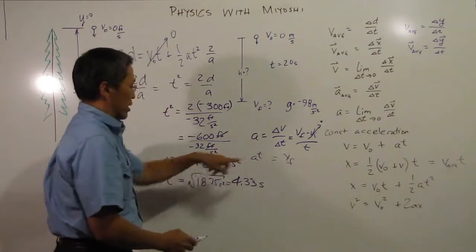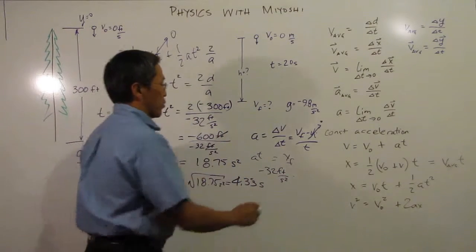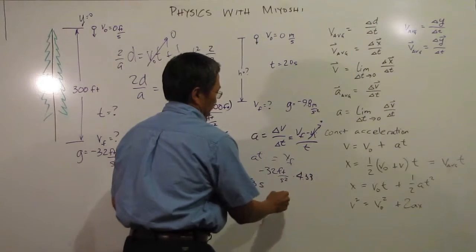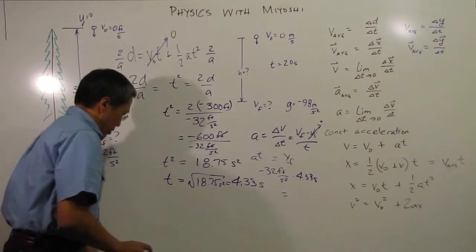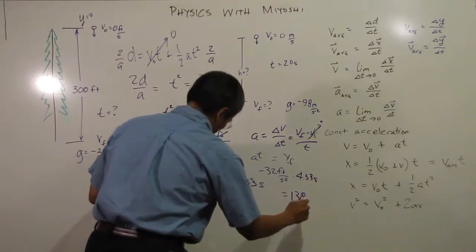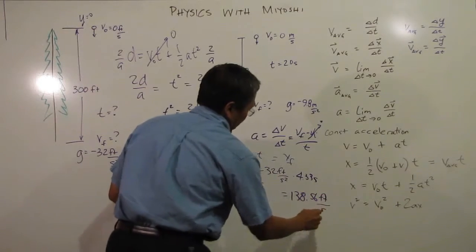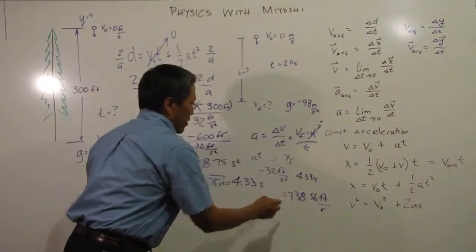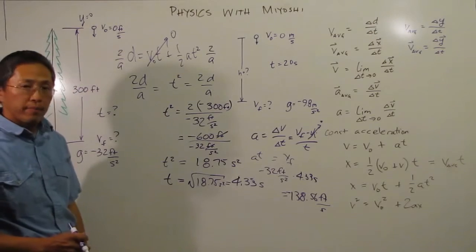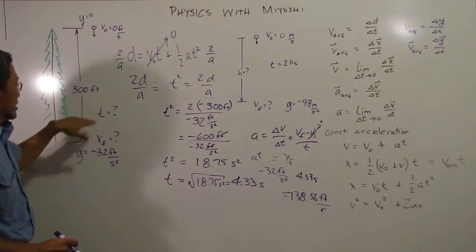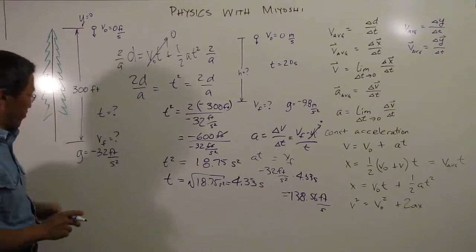And we know a is a gravitational constant, so that's negative 32 feet per second squared. And my time is 4.33 seconds, as we just found out. What do we get? We get 138.56 feet per second. And we see that it's negative. The negative again tells us that it's going in the downward direction. Okay? So that's how to find the final velocity and the time of an object falling from a height of a certain distance.